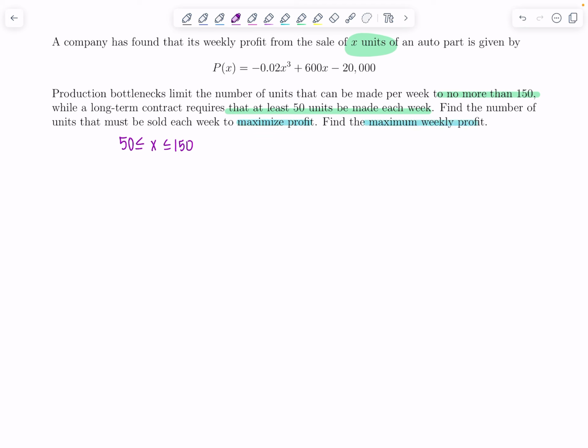So we're on a closed interval, from 50 to 150, and we want the absolute max profit. You see how this is a closed interval. Perfect. So we're going to use the same process that we did for the previous examples, just now there's some context to it. So first thing, yes, take a derivative. P prime of x is going to be negative 0.06 x squared plus 600.